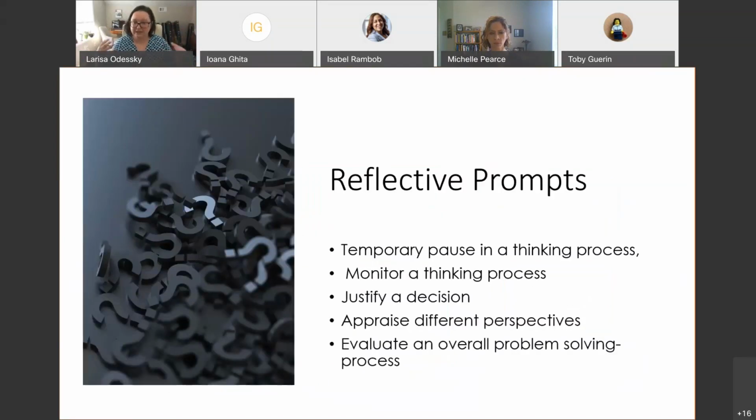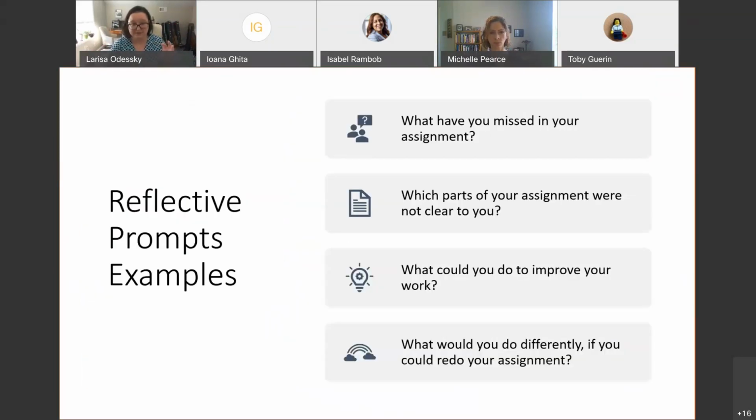And of reflective prompts, this is something we're more familiar with, self-reflection, where we pause the thinking process and say, okay, let me get my bearings before I dive too deep. Let me see what's really around. How does this whole picture fit in? It teaches them to monitor their thinking process, justify their decisions, appraise different perspectives, and evaluate the overall problem-solving process. So again, you can have any and all combinations of these.